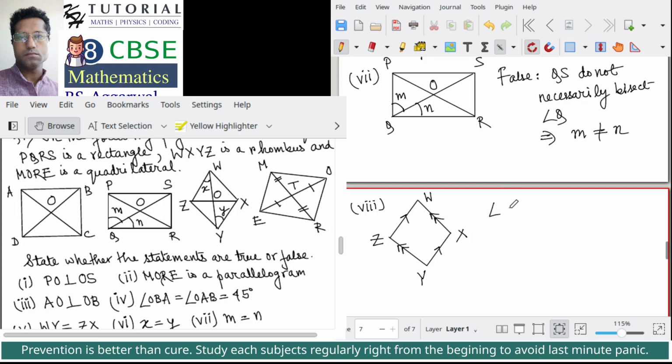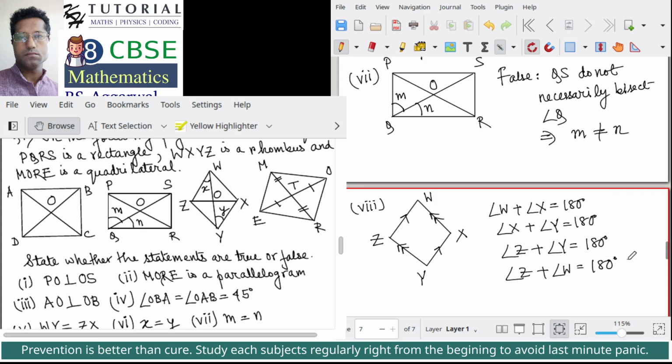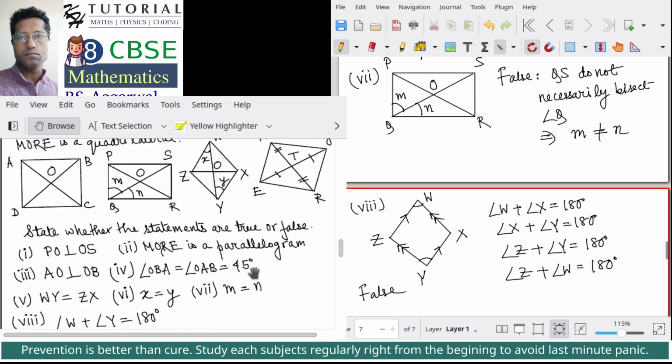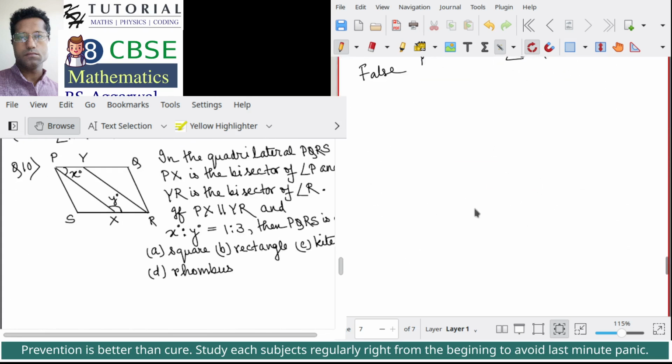So we will have W plus X equal to 180 degrees. We can also have angle X plus angle Y equal to 180 degrees, angle Z plus angle Y equal to 180 degrees, and angle Z plus angle W equal to 180 degrees, but we won't have angle W plus angle Y. These are opposite angles in the rhombus WXYZ, and they are not necessarily supplementary. So this is false. Okay. Let's do question number 10.